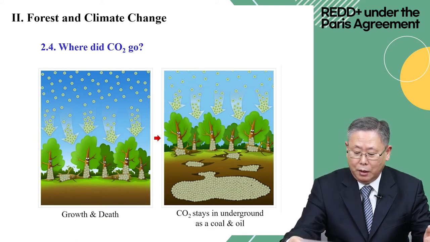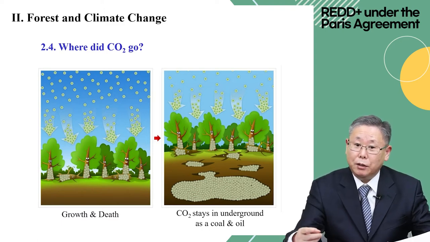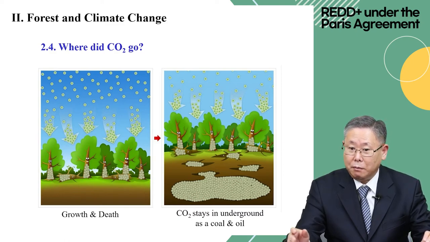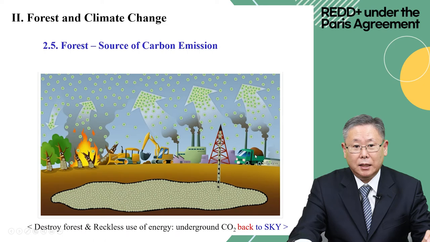So they will be fallen down and dead, and then under the geological change, you know, earthquake and other things, dead trees become fossil fuels when carbon dioxide accumulates in the earth. See, the CO2 in the trees is now going down to the underground, and it became charcoal, coal, and gasoline, oil. So the sky is getting blue and clean. But at the same time, forest is a source of carbon emission.